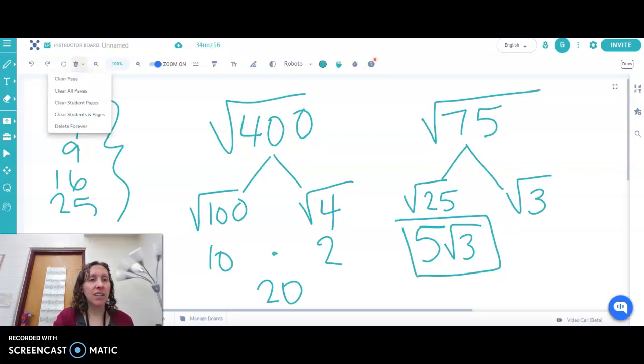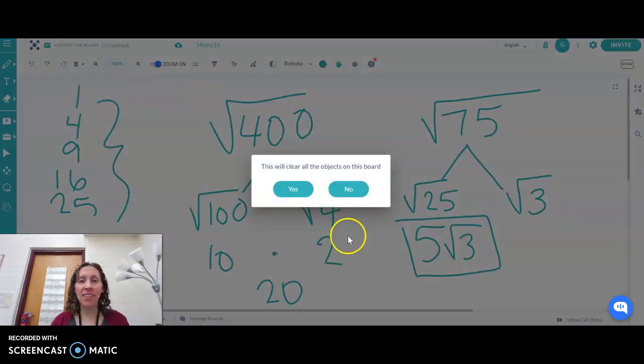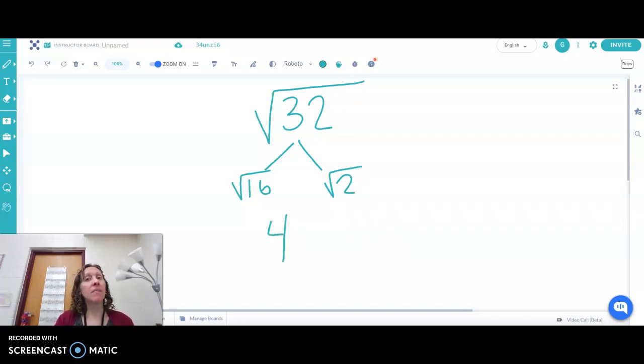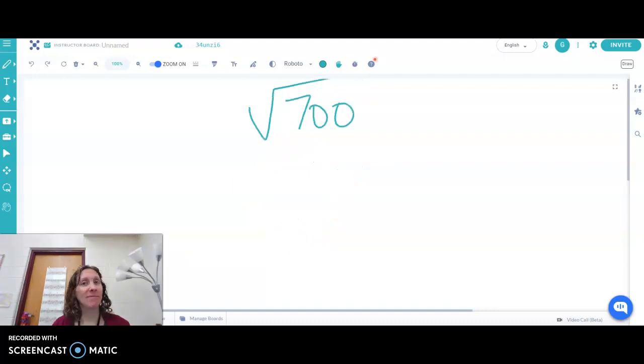All right, let's try another silly one. All right, let's try the square root of 32. So we can break that up into the square root of 16 and the square root of 2. The square root of 16 is 4, and there is no square root of 2, so we're just going to have them together. They're being multiplied. So 4 times the square root of 2 would be that final answer.